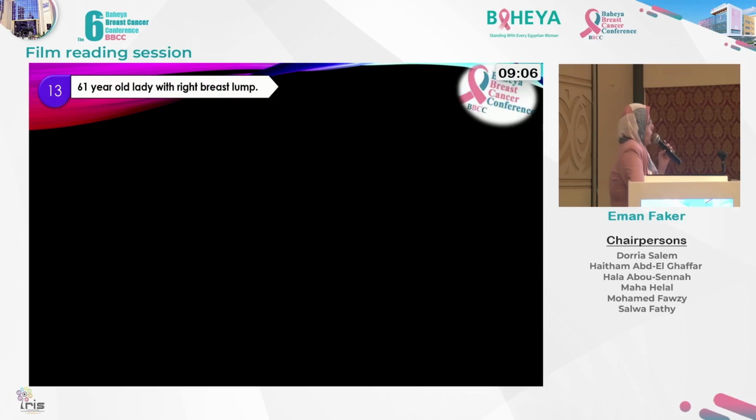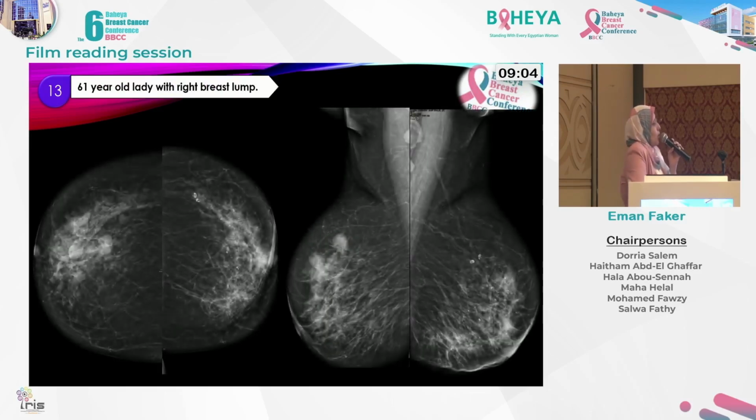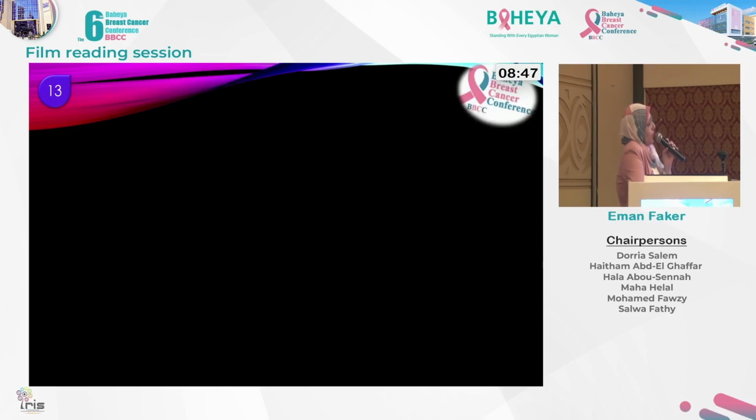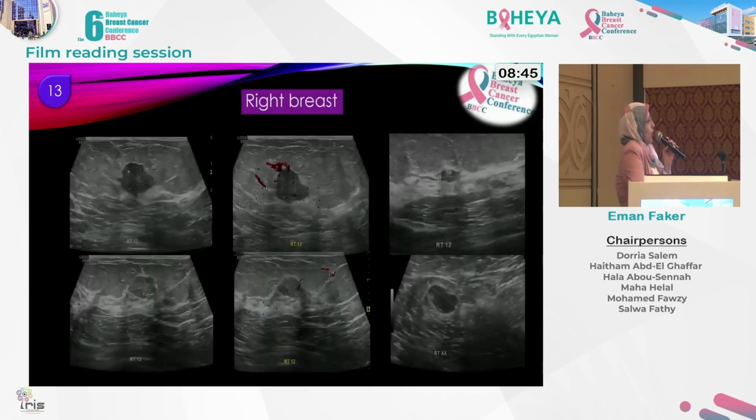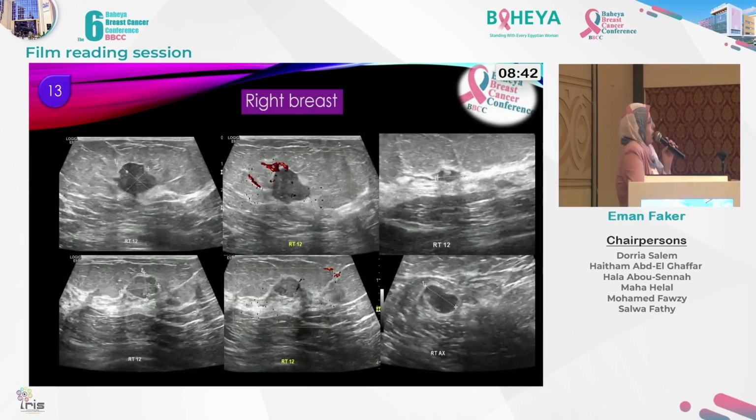This is a 61-year-old lady with a right breast lump. We can see here this lesion, or rather a few lesions. And this is also an area, more than being a mass, of architecture distortion. We performed her ultrasound. This was the right breast, showing multiple lesions, all with ill-defined margins and high vascularity. Actually, we all will say that these are suspicious lesions.